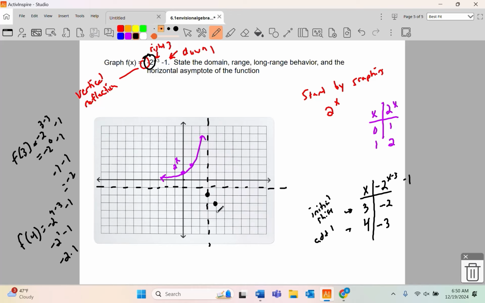Let's see here. Now, what's it going to look like? It is a vertical reflection of this thing right here. So this thing is flipped over the x-axis. And it looks like that. That's how she looks. And there you go, kids. Now let's talk about all the stuff we're supposed to talk about.